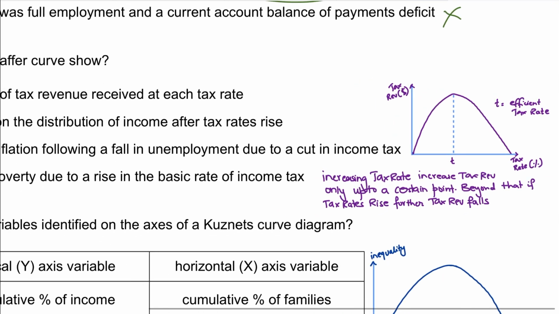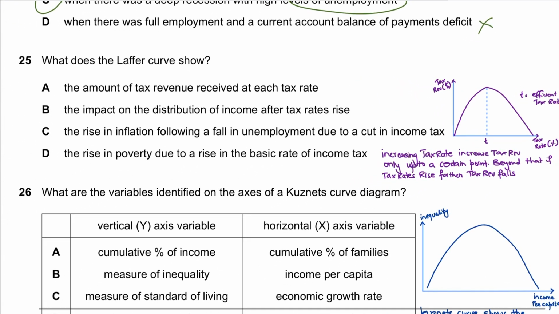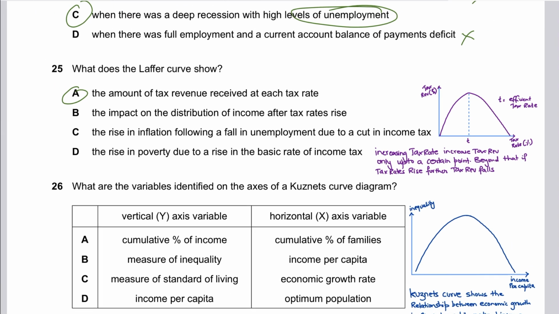And I already have a video on it as well. I've explained all the reasons in that video. You can check it out on my channel. Option 25 is A, the amount of tax revenue received at each tax rate. That's what the Laffer curve is showing.